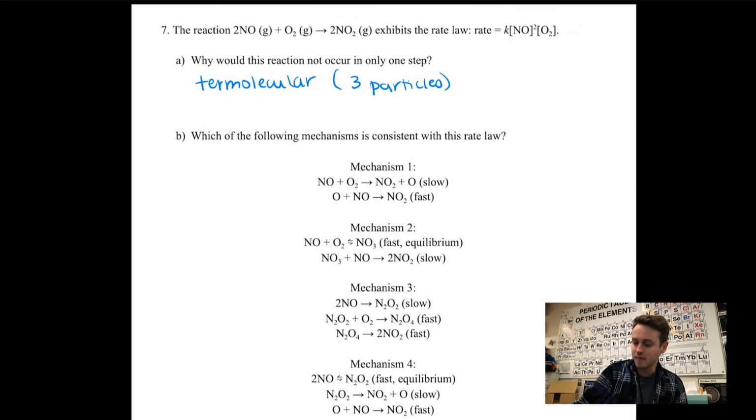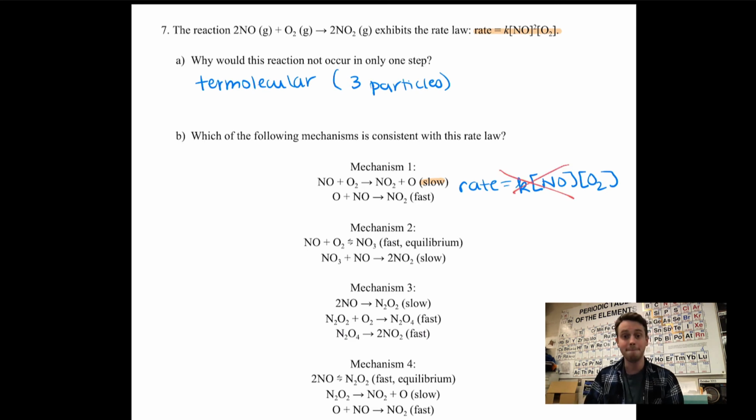In part B, it says, which of the following mechanisms is consistent with this rate law? The rate law that it's talking about is this rate law up here. And so I'm going to find the rate law for each of these mechanisms. For the first mechanism, I'm looking at my slow step, as I always will. That rate law would be rate is equal to K times the concentration of NO times the concentration of O2. That does not match the mechanism above.